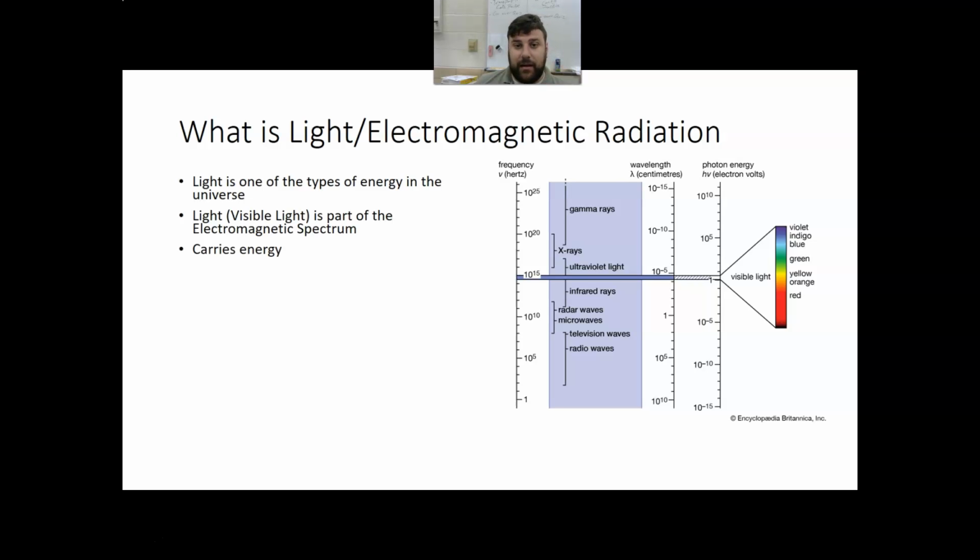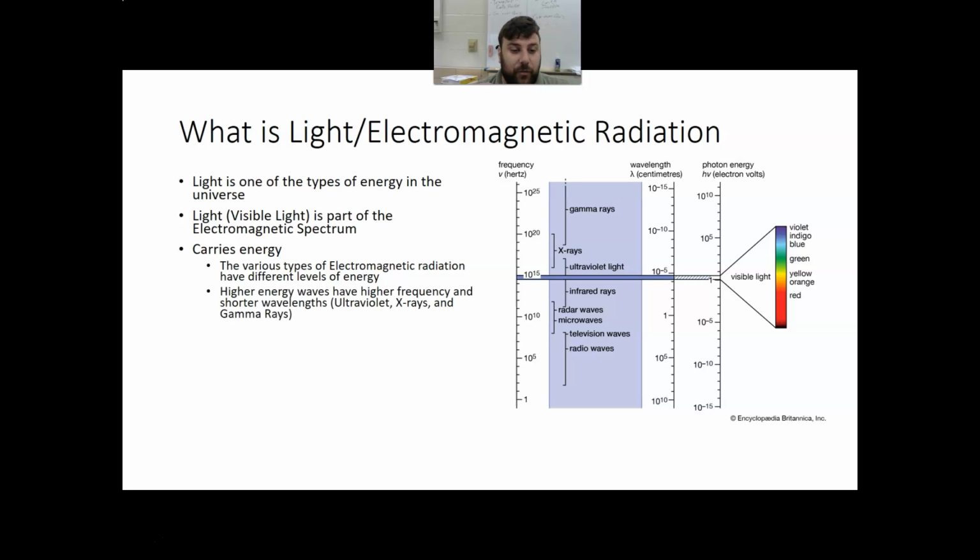As I said, it carries energy. The higher the frequency, the higher the energy of that type of light. So there are various types of electromagnetic radiation, and these are measured in what we call frequencies. The higher the frequency, the higher the energy, which you can see in the diagram to the right, on the very left, frequency in hertz.